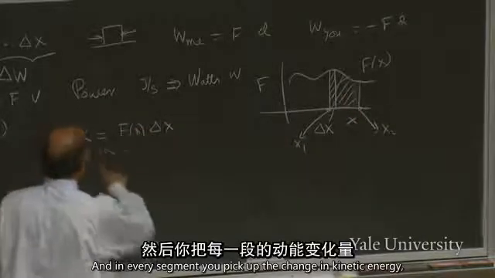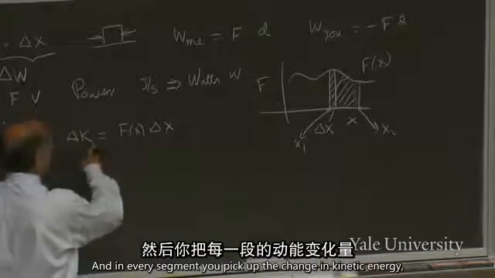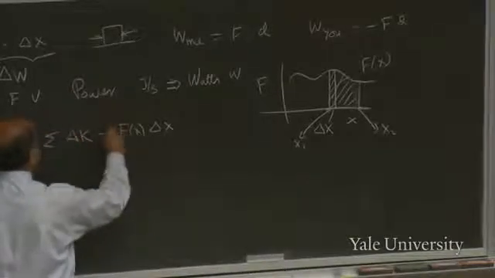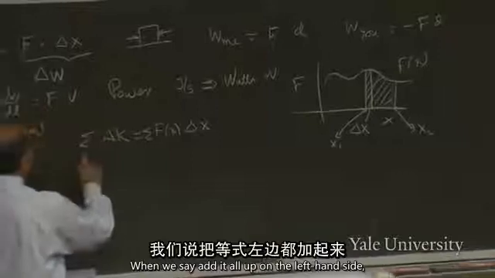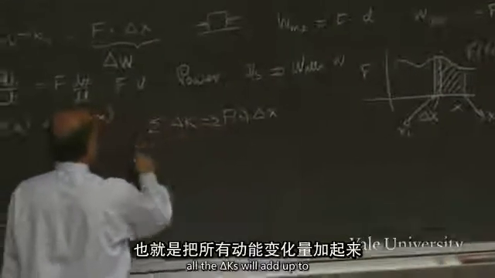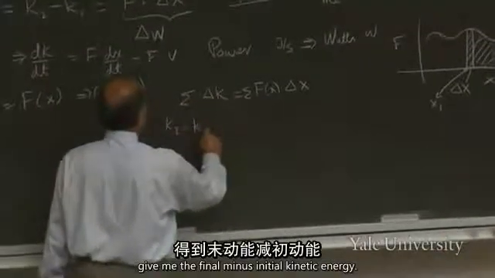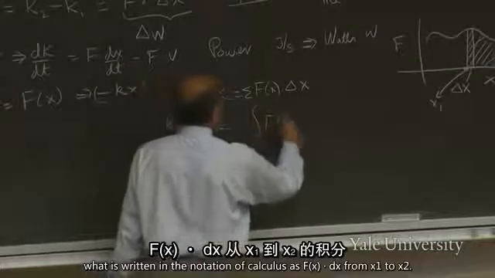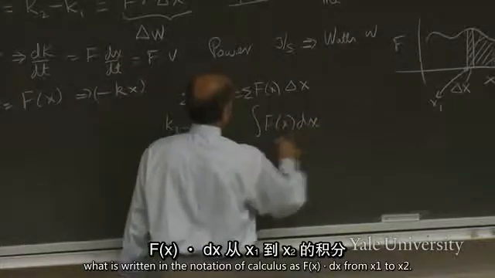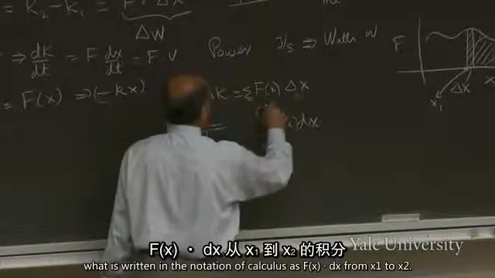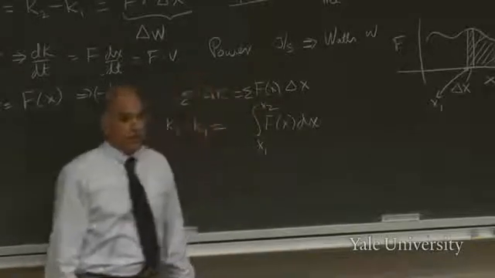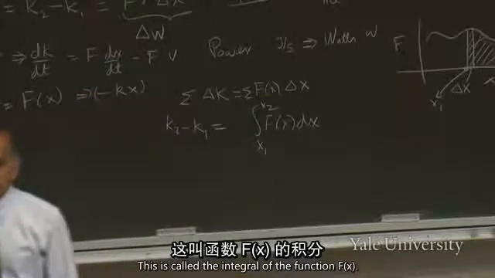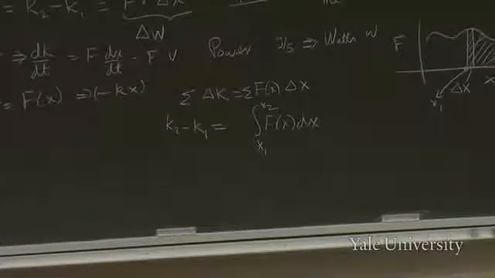And in every segment, you pick up the change in kinetic energy, you add it all up. When we say add it all up on the left-hand side, all the K's will add up to give me the final minus the initial kinetic energy. This one is what is written in the notation of calculus as the integral of f(x) dx from x1 to x2. Now this is called the integral of the function f of x.